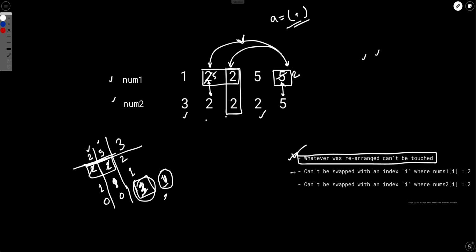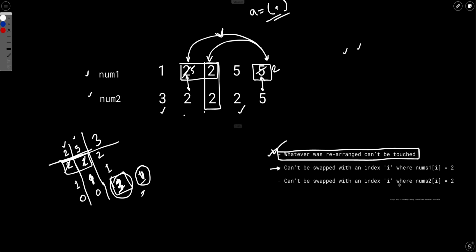Now you can't swap it with an element where nums1 of i is equal to 2, because if nums1 of i is 2 and you're swapping it with the current 2, the final arrangement would still be the same, and this pair would still exist, right? Similarly, you can't swap it with something where nums2 of i is 2.